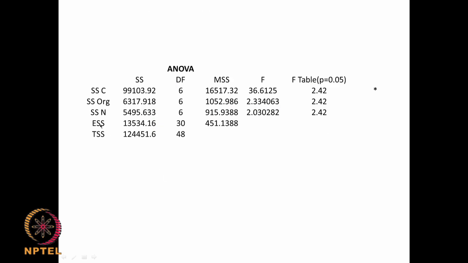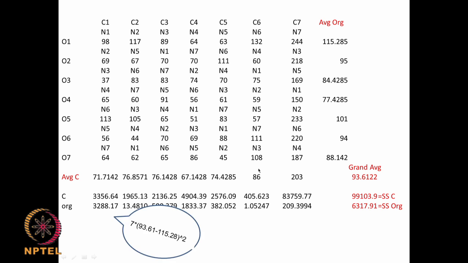Okay, we will call it the error sum of squares in this particular case, and we can get a good F value for the carbon, for the organism, for the nitrogen. But if you want to really look at interactions, then obviously we may have to do replications and so on. Okay, so you understand this problem, it is a very interesting problem, it is a 3 by 3 ANOVA problem.